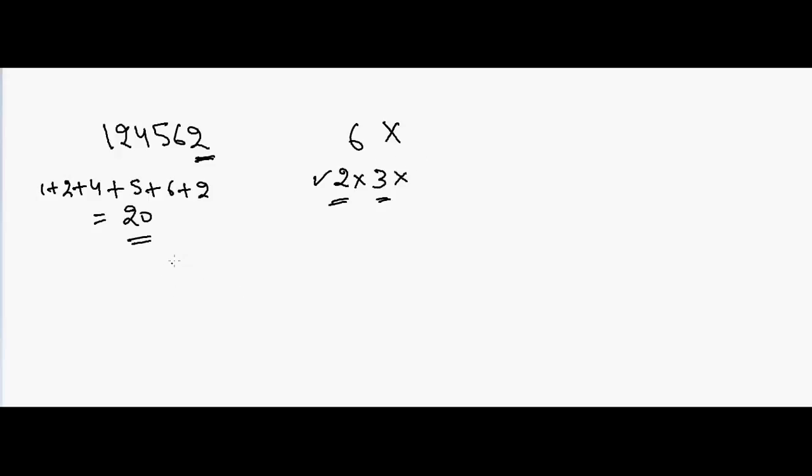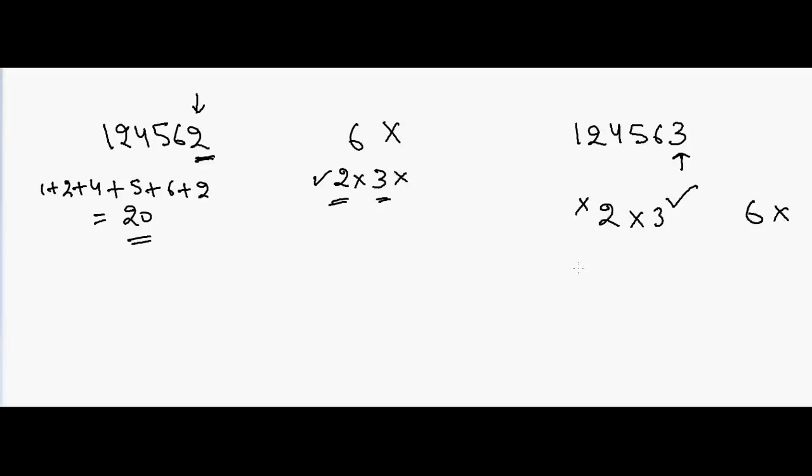We can modify this by adding one more number. So if I add one more number here, then it will become 1 2 4 5 6 3. It is divisible by 3 but not by 2. So still if we talk about 6, it will not be divisible by 6.